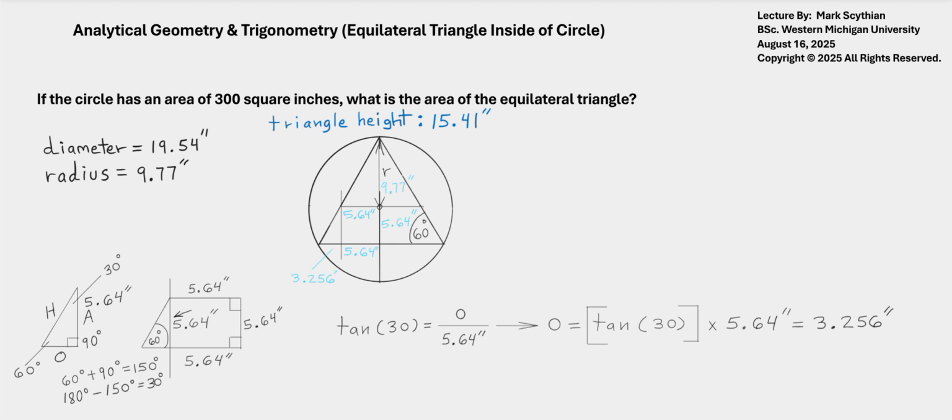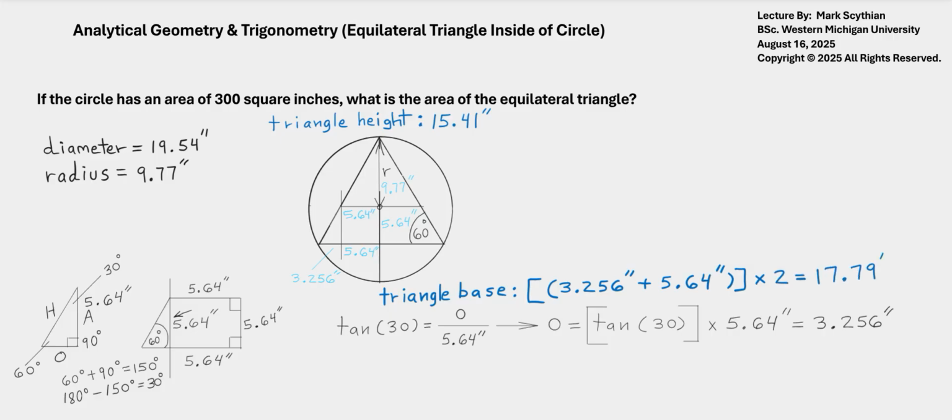So 3.256 inches plus 5.64 inches is half of the triangle's base. So we just multiply that by 2. So we have a base value of 17.79 inches. Could write that in here.